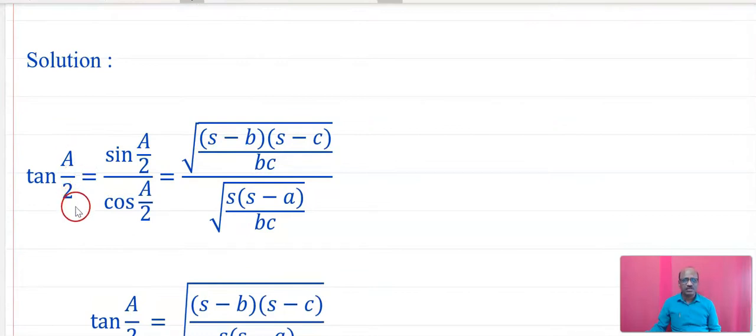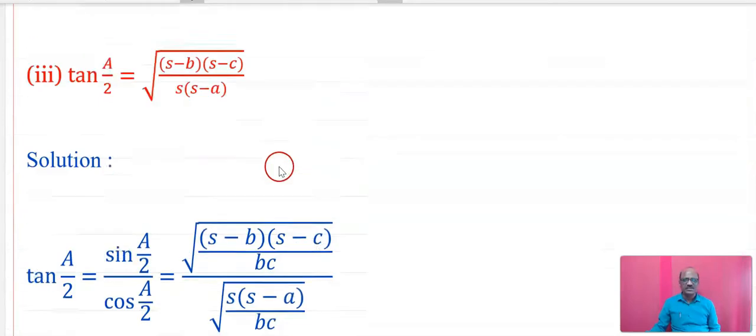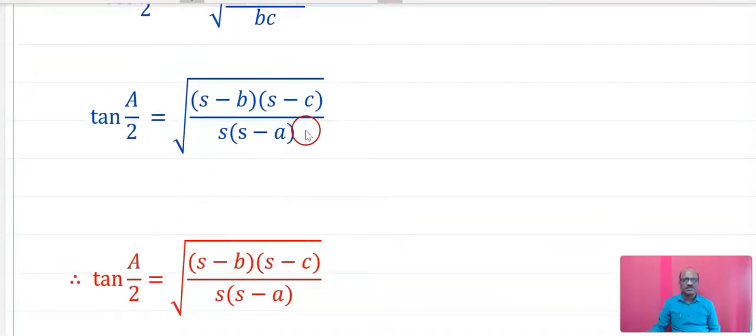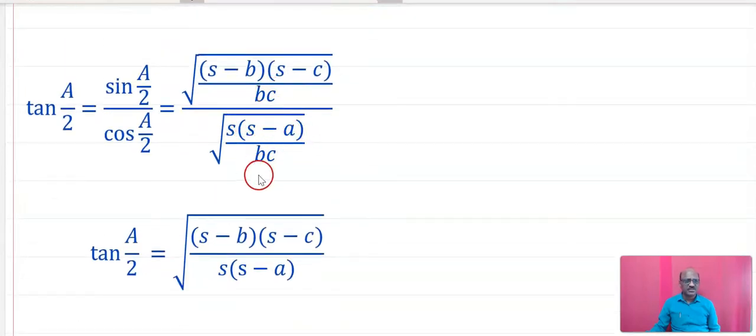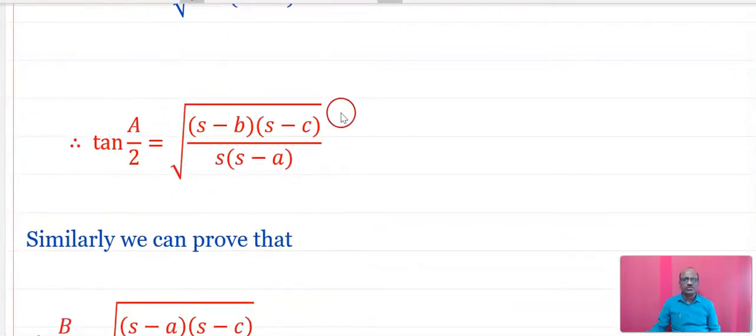Now take the ratio for tan of A by 2, which is sin of A by 2 upon cos of A by 2, that is root of s minus b into s minus c upon bc, upon root of s into s minus a upon bc. That we have just proved, and after simplification you will get bc and bc cancelled, and root of s minus b into s minus c is the numerator and s into s minus a is the denominator, and hence tan of A by 2 is equal to root of s minus b into s minus c upon s into s minus a.